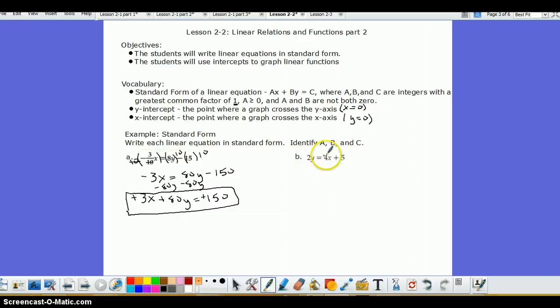So we have 2y plus 4x plus 5. So I'm going to move the x over, so subtract 4x from both sides. So that's negative 4x plus 2y equals 5. Now again, negative, so I'm going to change that to positive. That's a plus, so I'm going to change it to a minus. And that's a positive, so I'm going to change it to a negative.